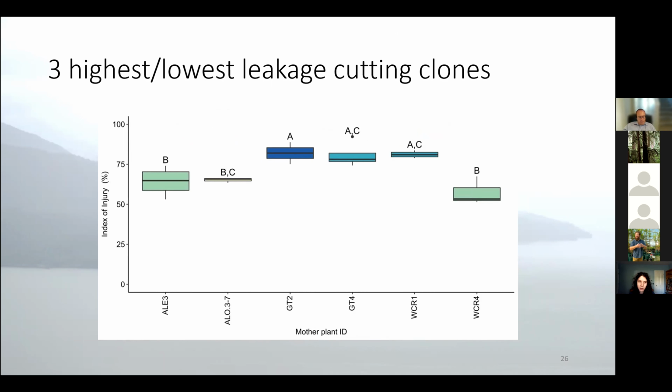And then when I just look at the 3 highest and lowest leakage rooted cuttings, you can see that AL3 and AL03-7 may also have potentially lower leakage than other individuals. But we may want to look for individuals from different altitudes and latitudes that may have more significant differences than these ones.